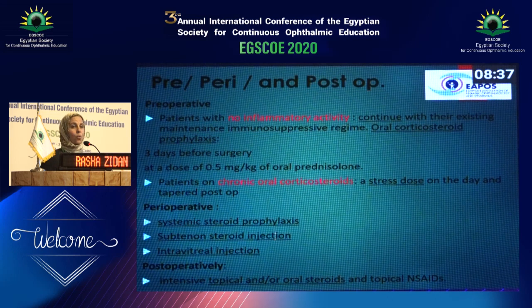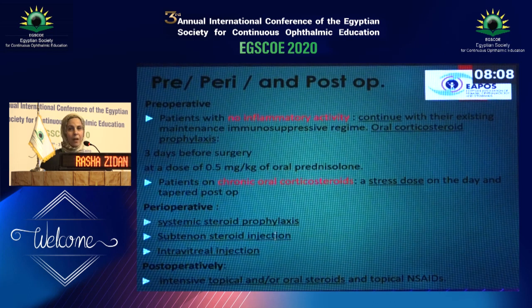If the patient is already on chronic oral steroids, then we will give a stress dose on the day, to be tapered gradually postoperatively. During surgery, we should not forget our systemic steroid, a subtenon steroid injection at the end of surgery, and patients who have posterior uveitis, have history of cystoid macular edema, or poorly controlled uveitis should receive intravitreal injections of steroid or may even require steroid implants.